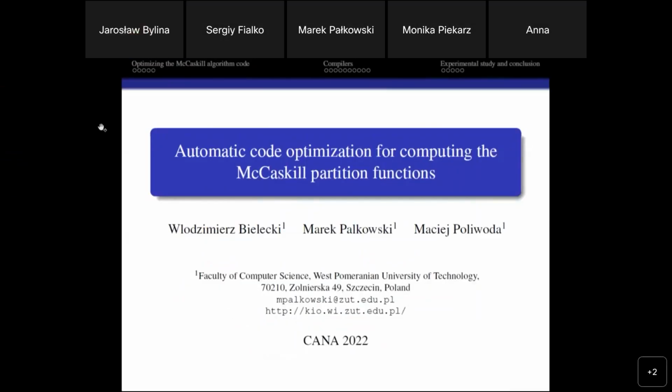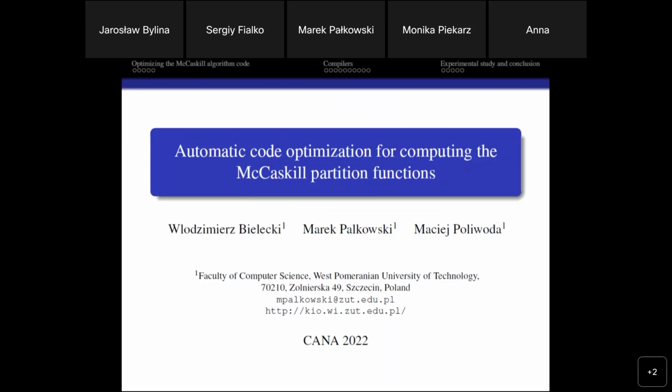Okay, so I'm happy to be at this workshop again after several years. Last time I presented the same benchmark, McCaskill partition functions, because this is a very interesting program loop: such a pattern of loop dependence makes it so that our very well-known approaches cannot extract parallelism.